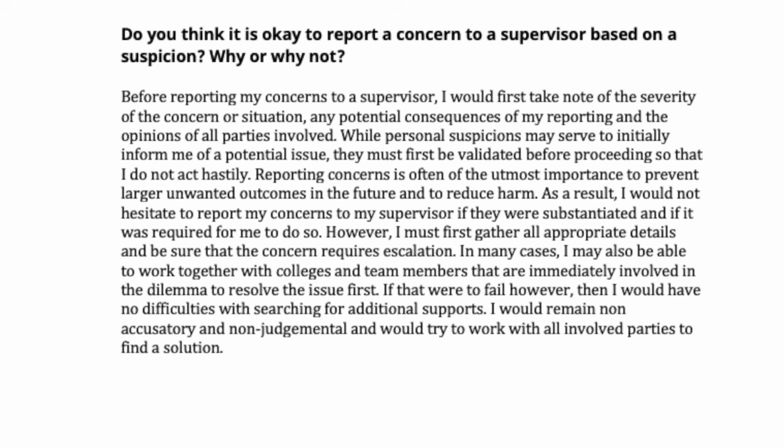If that were to fail, however, then I would have no difficulties with searching for additional supports. I would remain non-accusatory and non-judgmental and would try to work with all involved parties to find the solution.